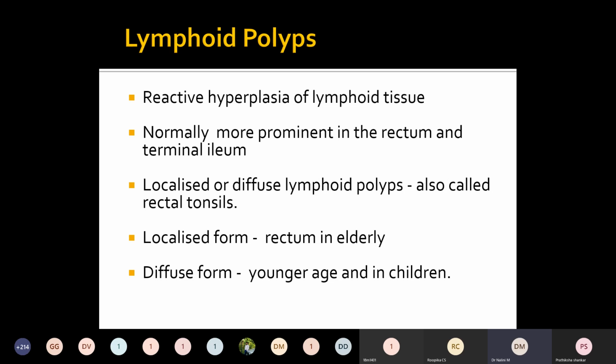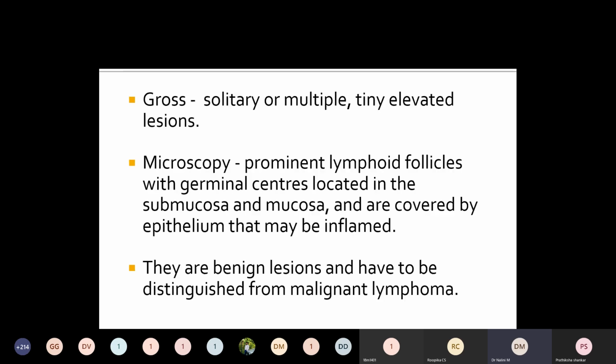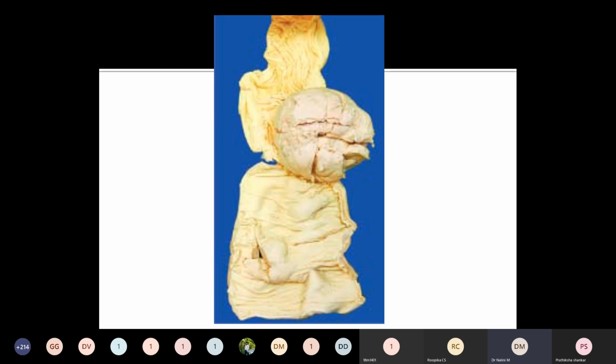Okay, and more in the elderly in the localized form, and the diffuse form is more common in younger age and the children. These are again solitary and multiple tiny elevated lesions, and there are prominent lymphoid follicles with germinal centers located in the submucosa and the mucosa. These can be covered with an epithelium that can be normal or an inflamed epithelium. Okay, they have to be distinguished from malignant lymphoma.